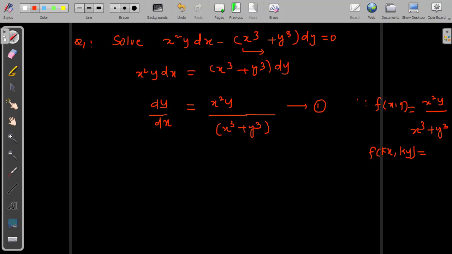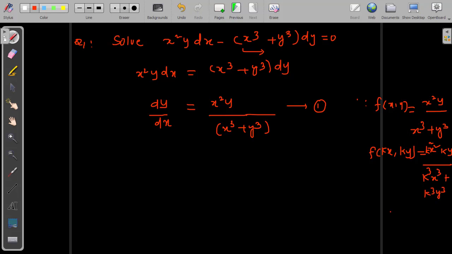f of kx comma ky equal to, so here x square means k square x square. You just plug in x place kx. So you will get k square x square. Again we have y, that is k times y, over. Again x cube, x means kx, means k power 3 x power 3, again plus k power 3 y power 3.